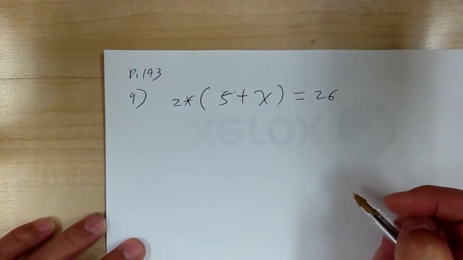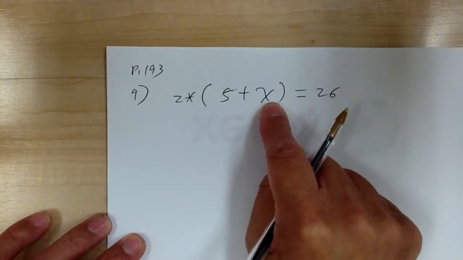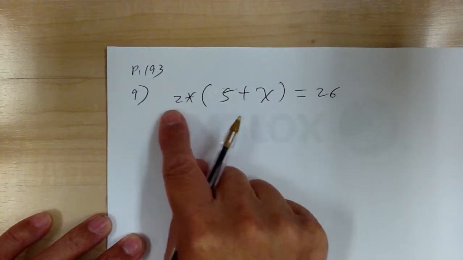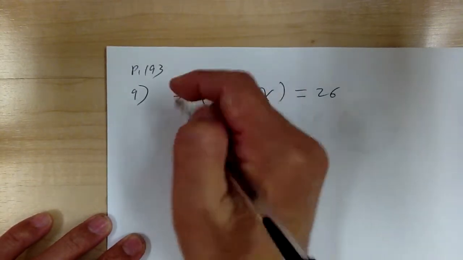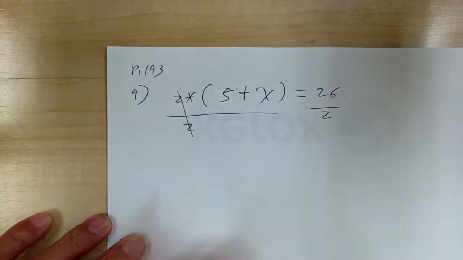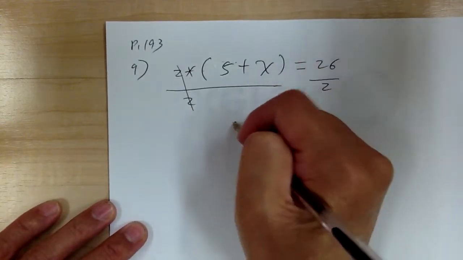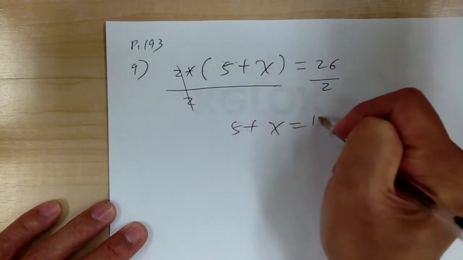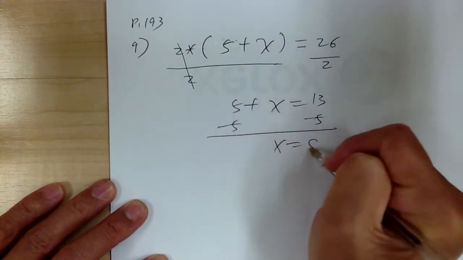Okay. So in this case, you can go and distribute first, or it's easier if you go and divide by 2, because this is 2 times the parentheses, right? So you can divide by 2 on both sides to cancel out the 2, right? Again, to undo the multiplication, you divide. Okay. So you got 5 plus x equal to 13. So minus 5, you got x equal to 8.